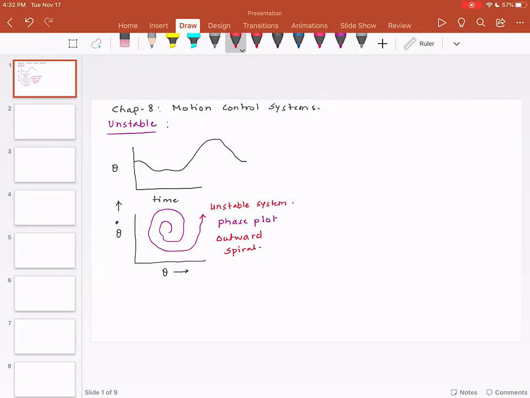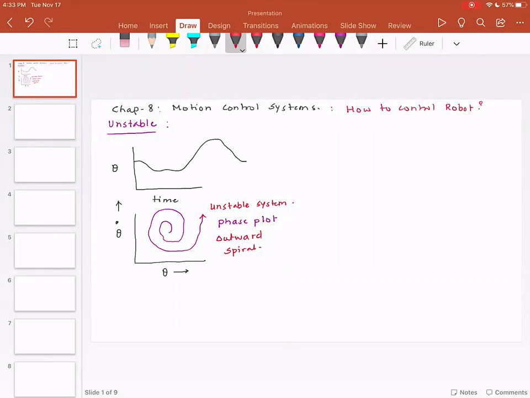And the robots are naturally unstable because we did not have any control, or we did not control the motion of the joint. Now that is precisely what we are studying in this chapter: how do we control a robot.